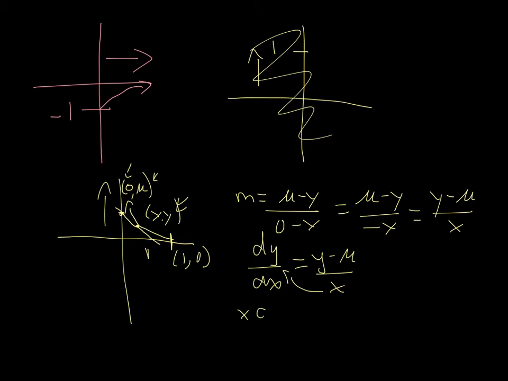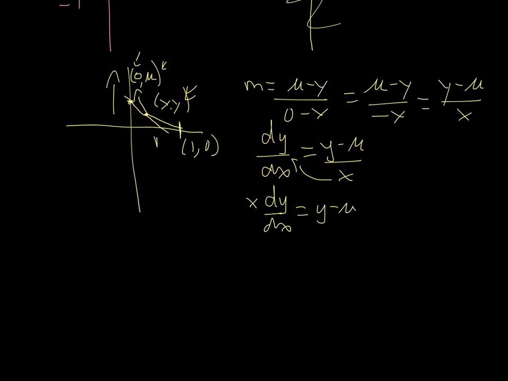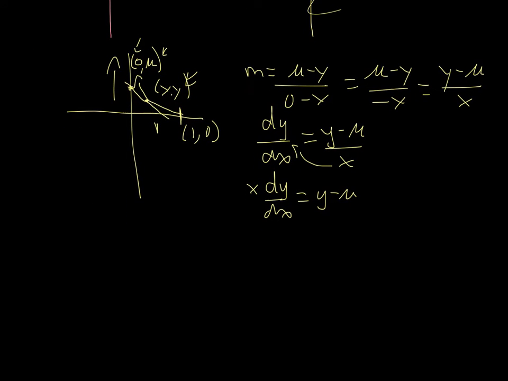So we'll have x times dy dx equals y minus u, like that. And we need to solve for u. So I can bring the y over to that side. I have x times dy dx minus y equals minus u.